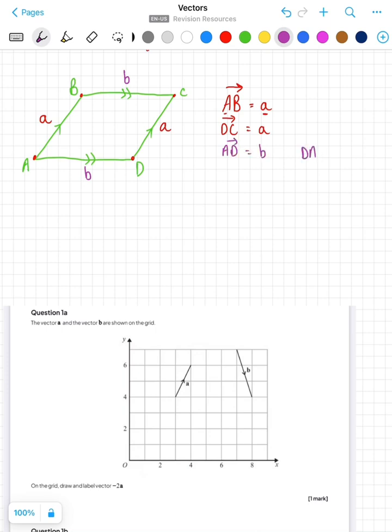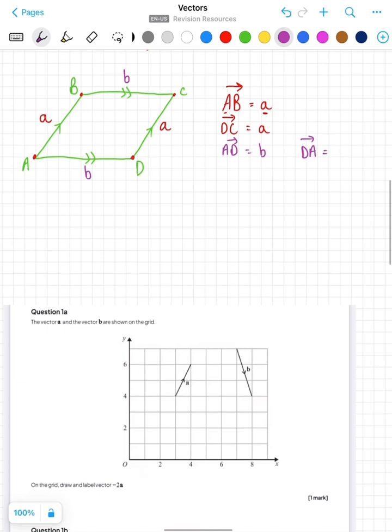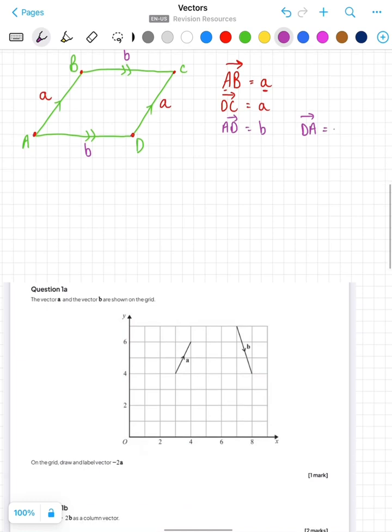What about if we were going in the opposite direction and we wanted to go D to A? Now we're changing direction, but it's still going to be the same magnitude. So now we're going in the negative direction. Same magnitude of b.